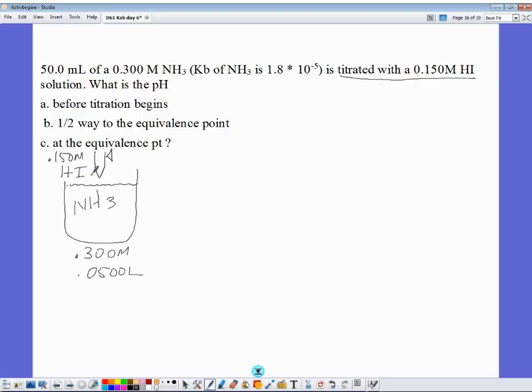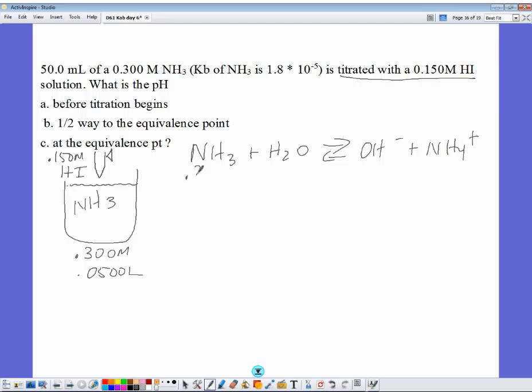But in A, it says before you titrate. What does that mean? Before you add any of that stuff in. Kyle, what do you have? Just weak base, all by himself. When weak base is sitting there all by himself in water, he dissociates in the water. And what two things, Matthew, does he produce when he dissociates? Thank you. His conjugate acid and hydroxide.